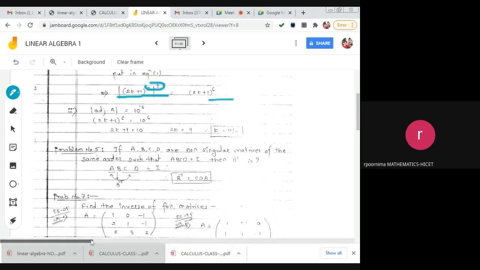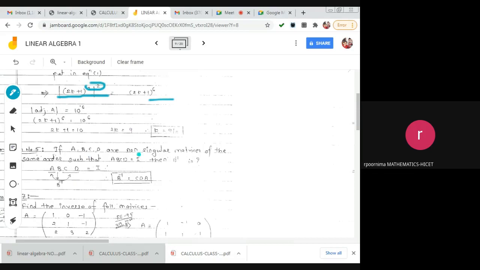Okay. If A, B, C, D are non-singular matrices of the same order such that ABCD equals I, then B inverse: since ABCD equals I, B equals, first you write C, D, then you write A. So B inverse is CDA, which is the answer.